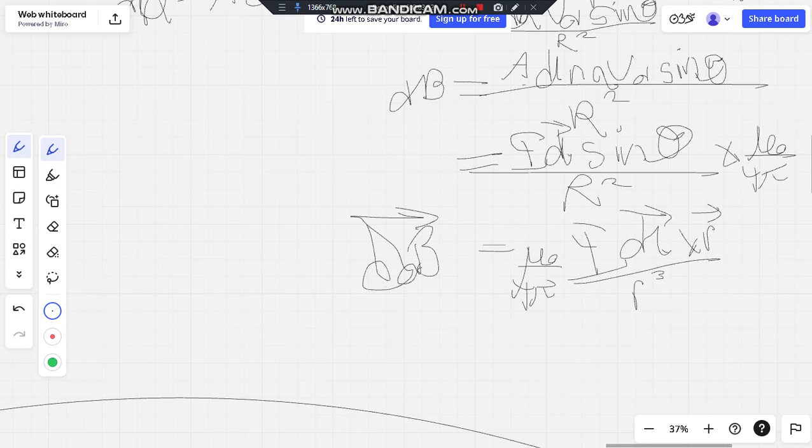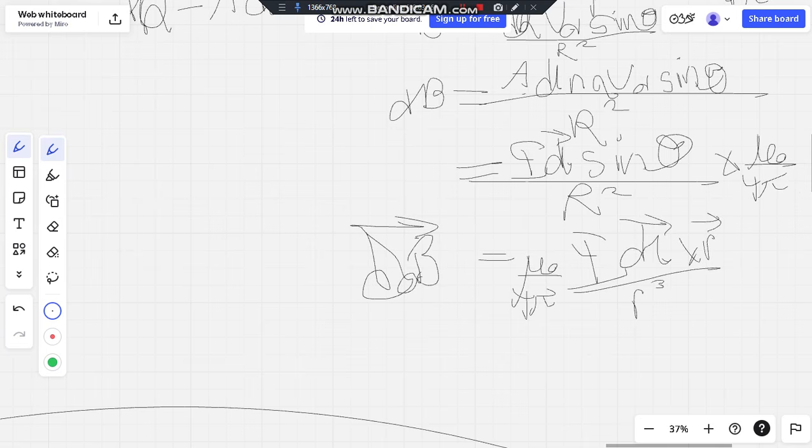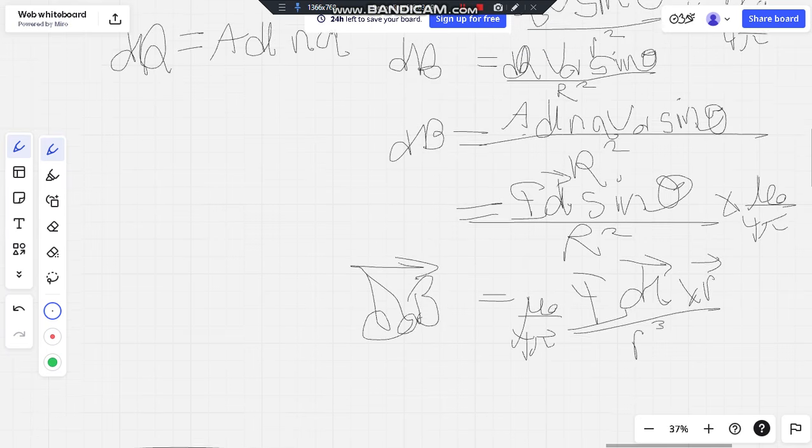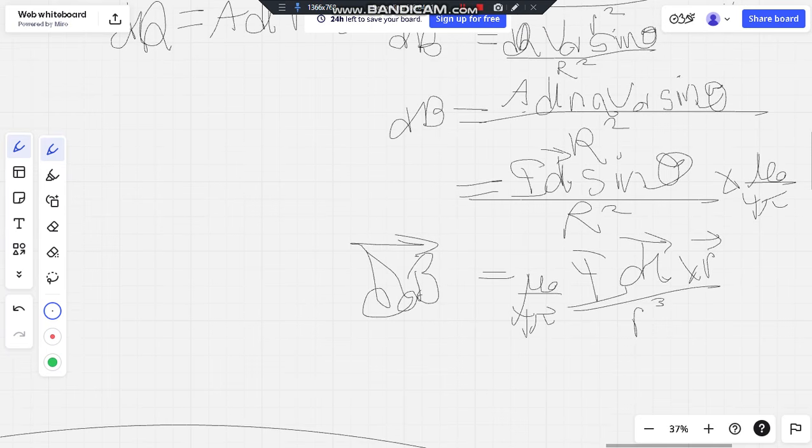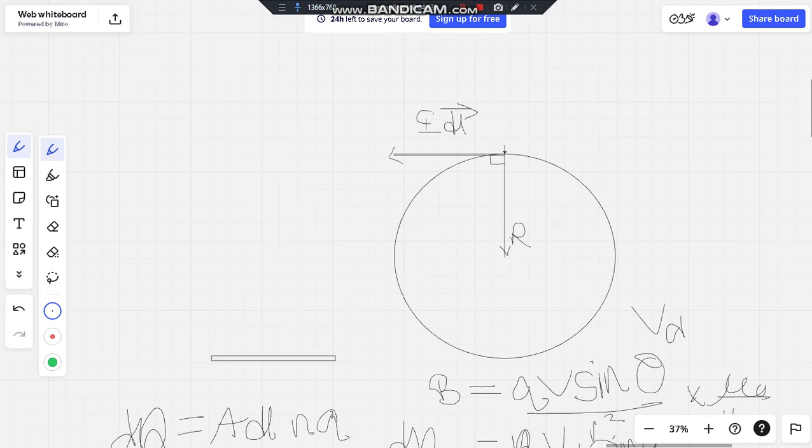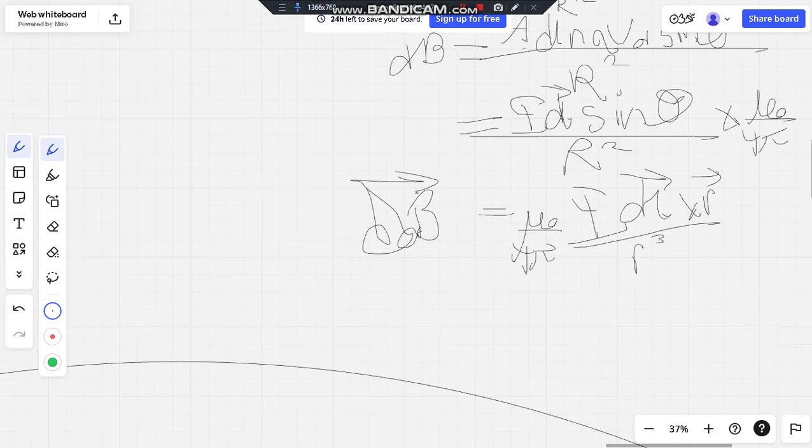Now talking about the current carrying coil, as you can see from this formula, theta is the angle between the current element I dl and r. Now we see the angle is 90 degrees, and sine 90 degrees is 1, so we get mu naught by 4 pi, I dl by r square.